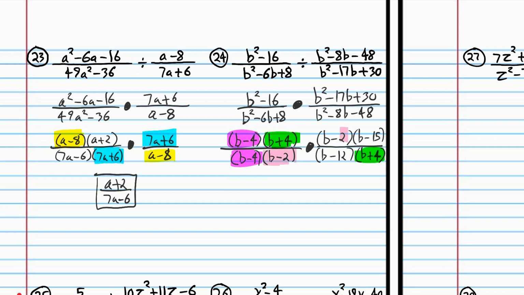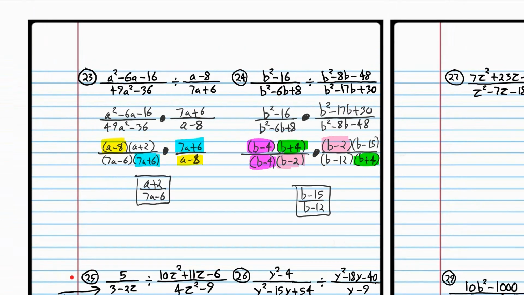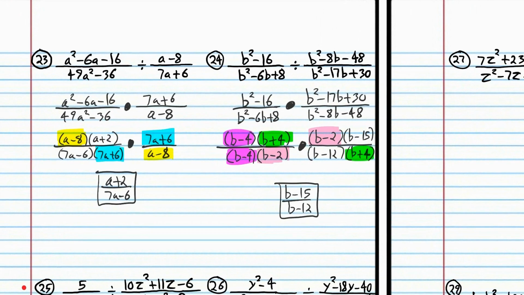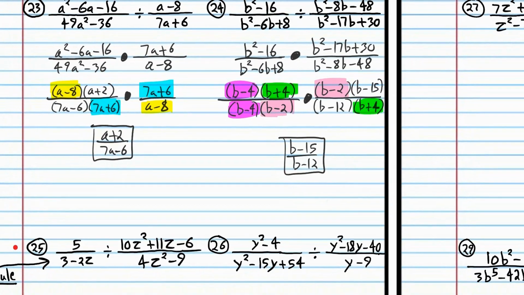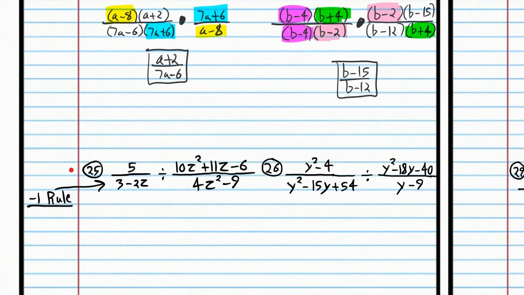A lot to cancel out on this one. So we're left with b minus 15 over b minus 12. So if you got that answer, good job. Now remember, there's a lot of potential to make mistakes when it comes to algebra. So if you're making mistakes, that's okay. Just figure out what you did wrong.